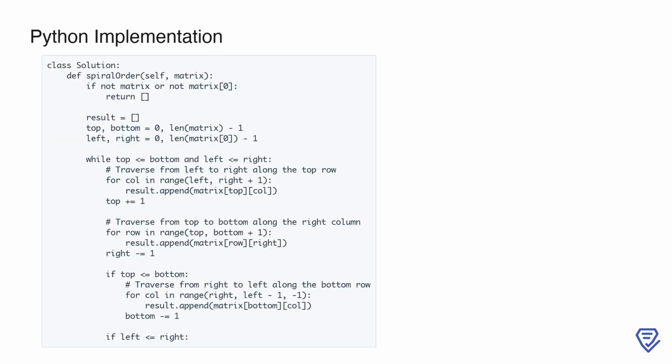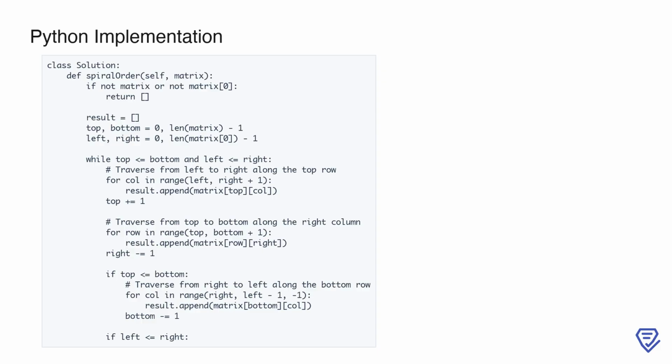Here, we are implementing the spiral order function, which takes a 2D matrix as input and returns its elements in a spiral order. First, we check if the matrix is empty or invalid by verifying if it exists and contains at least one row. If not, we return an empty list. Next, we initialize an empty list called result, which will store the spiral elements. We also define 4 boundary variables, top and bottom to represent the topmost and bottommost rows, and left and right to represent the leftmost and rightmost columns of the matrix. These boundaries will help us traverse the matrix layer by layer in a spiral fashion.